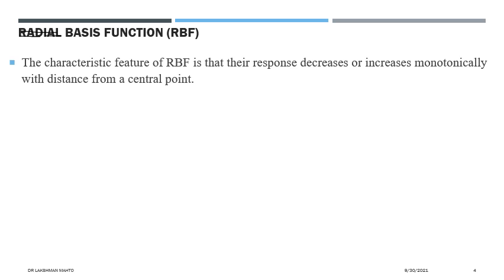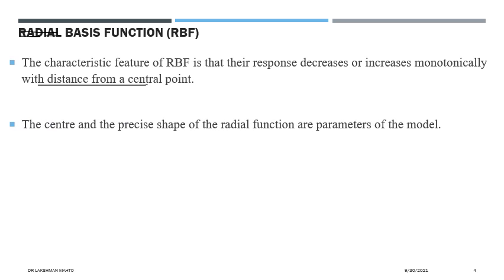Okay, so the characterization feature is that the response decreases monotonically with distance from the central point. The characterization of radial basis is that as you go far away from the central point, the radial basis will decrease. If you come toward the central point, then it will increase.